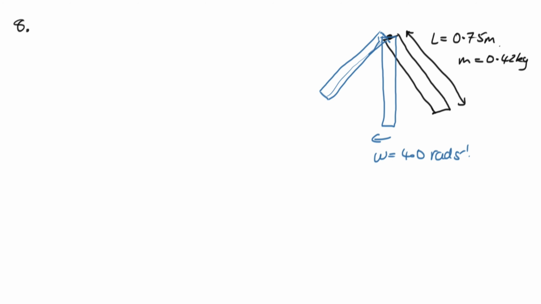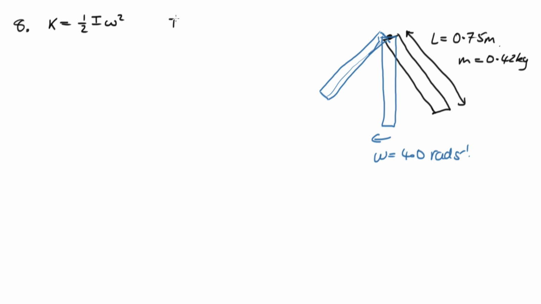Okay, so in the question, we're asked to find the rod's kinetic energy at its lowest point. So we want to find the kinetic energy down here. To do that, we're going to need to use our kinetic energy for rotation formula, which is a half I omega squared.